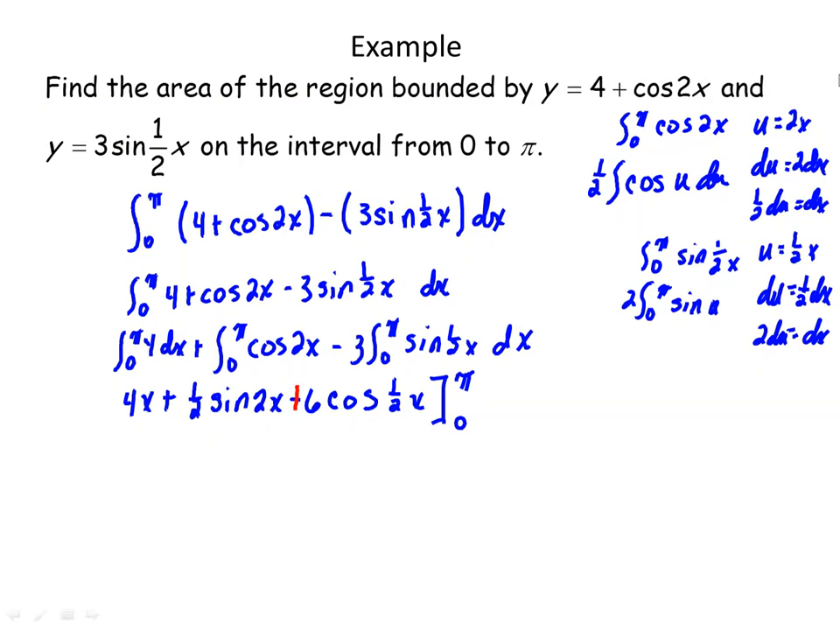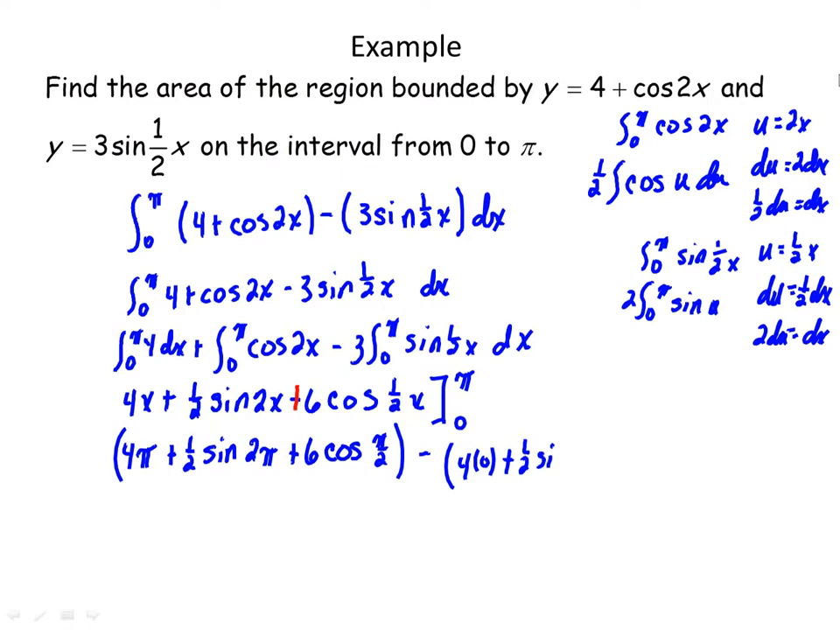Alright, so let's substitute pi in for x. Everywhere you see an x, you're going to plug pi in. Okay? So we're going to have 4 pi plus 1/2 sine of 2 pi plus 6 cosine of pi over 2, minus. Don't lose the 0. So we're going to have 4 times 0, which of course is 0, plus 1/2 sine of 0, plus 6 cosine of 0.